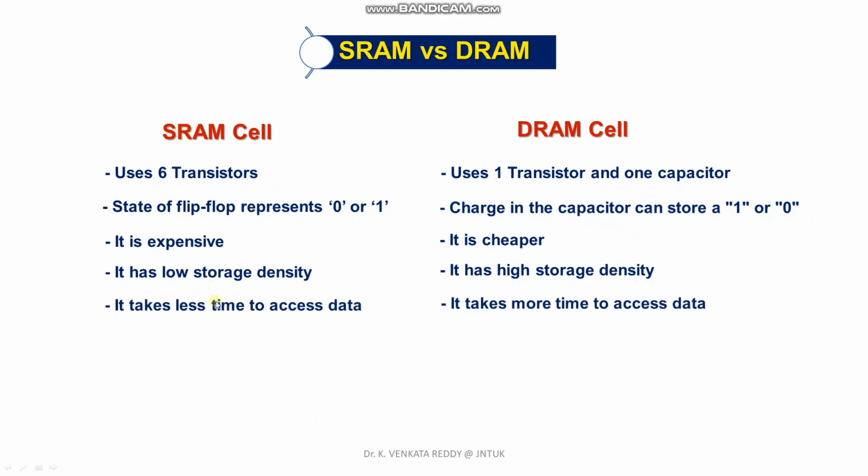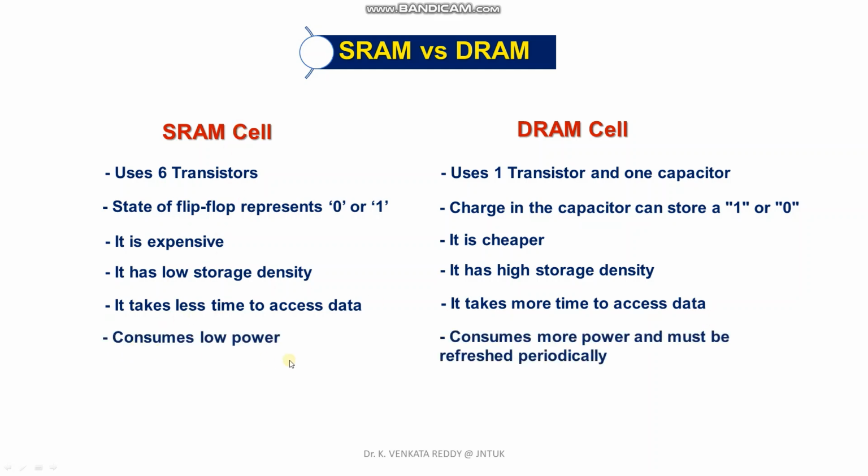Static RAMs are much faster and their memory access time is very less. Static RAM takes less time to access. In the case of dynamic RAM, as the information is stored in the form of charge across a capacitor, dynamic RAM takes more time to access the data.